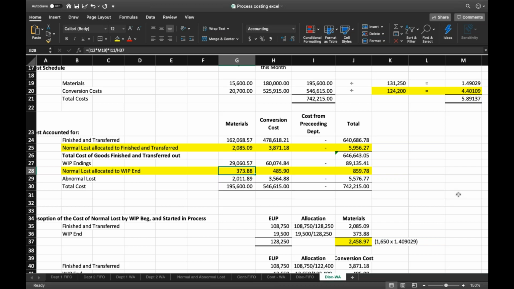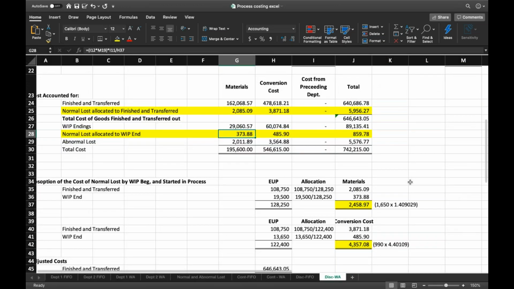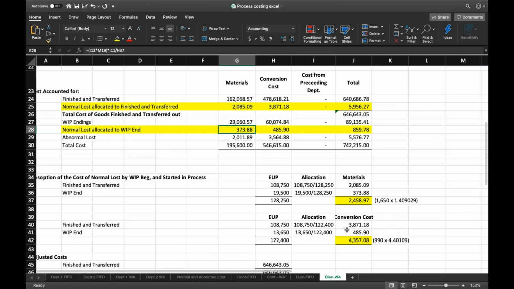For the conversion cost, only two of them also share. 4375, 108, and 13615. Allocate 3871 for transferred, finish and transferred, and 485 for the work in process end.